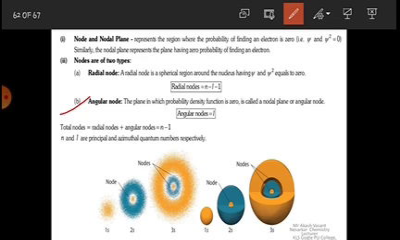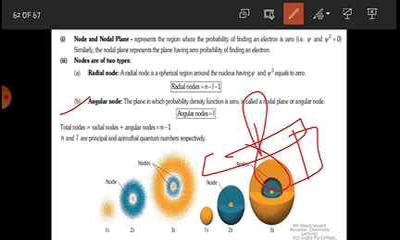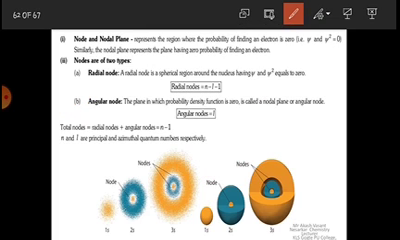Next one, angular node. The plane in which probability density finding is 0 is called a nodal plane or angular plane. So it is a simple plane. So it is seen in the px orbital. So this is a plane. So this plane is what? Nodal plane, and that is an angular node. So it is a simple probability density function is 0. So angular node is directly equal to L. So the value of L is nothing but the number of angular nodes.